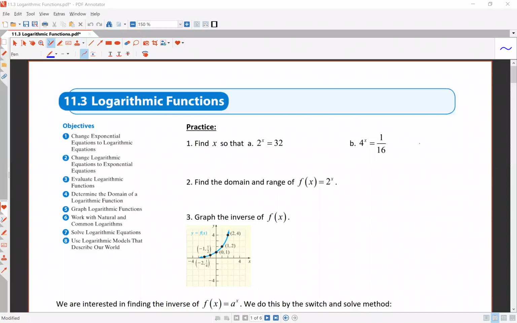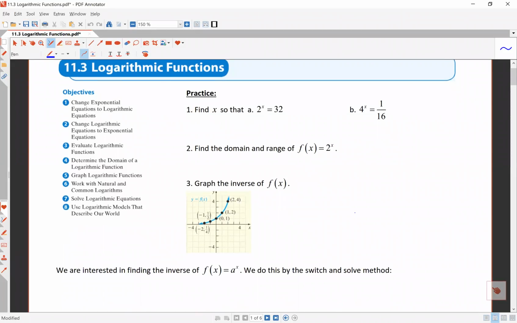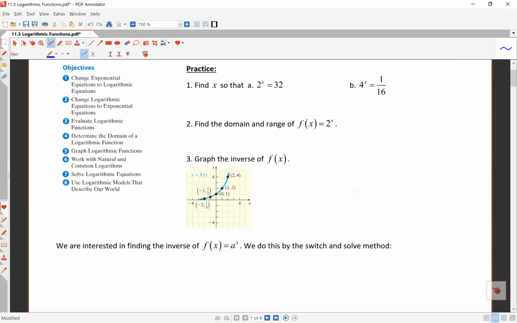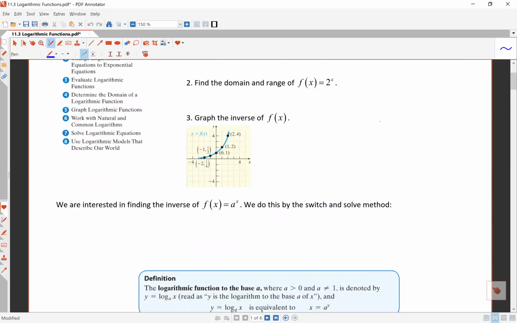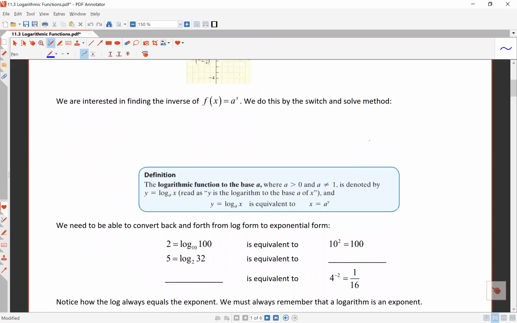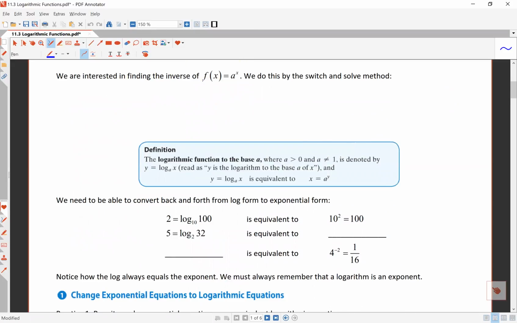This video covers section 11.3, Logarithmic Functions. Objective 1, change exponential equations to logarithmic equations. Logarithmic functions arise from finding the inverse of an exponential function. We've seen these exponential functions, f of x equals a to the x. We remember that a is never 1 and a is greater than 0.